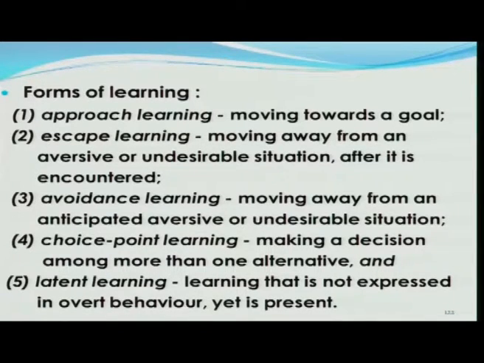The third form of learning, called avoidance learning, refers to moving away from an anticipated, aversive or undesirable situation. It is important to make a distinction between escape learning, which takes place after the aversive situation has been presented, and avoidance learning, which is like a precautionary move. A fourth form of learning, called choice point learning, is probably one of the highlights of Tolman's theory, as well as the forms of learning that he described.